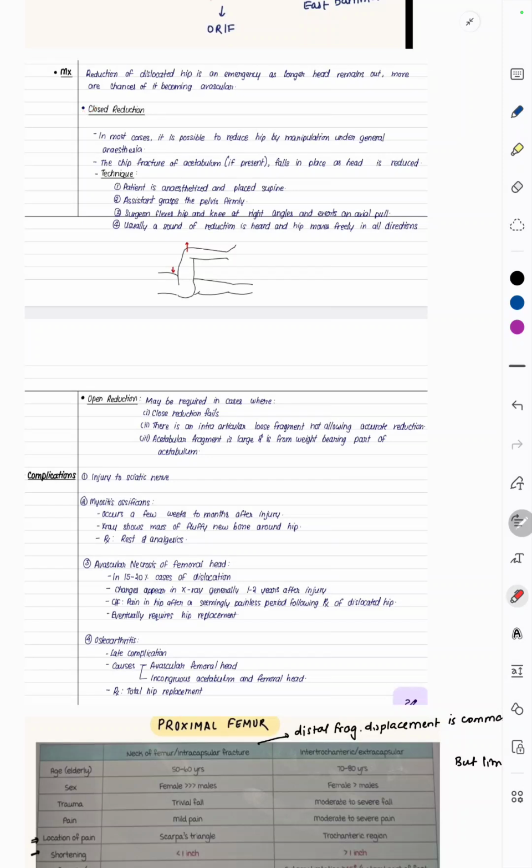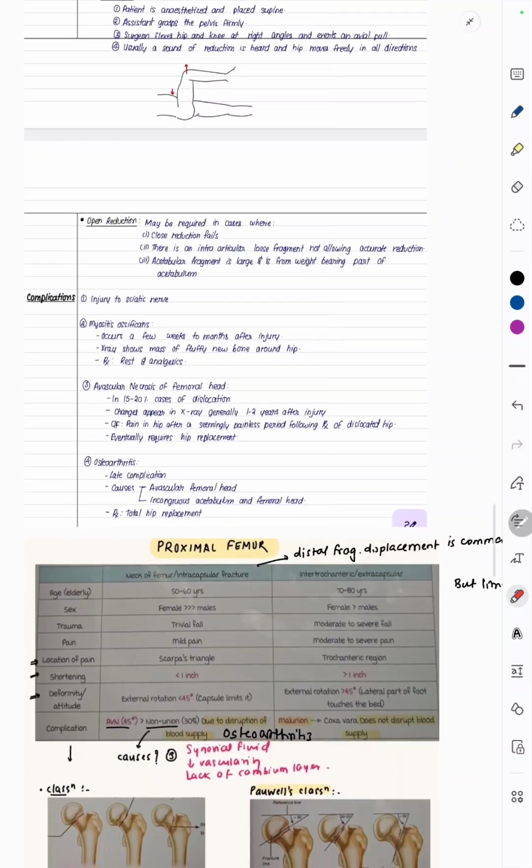Closed reduction, as I said, is done by manipulation under general anesthesia. Then the technique: the patient is anesthetized and placed in supine position. The assistant grabs the pelvis firmly, while the surgeon flexes the hip and knee to right angles and gives an axial pull like this. Usually a sound of reduction is heard.